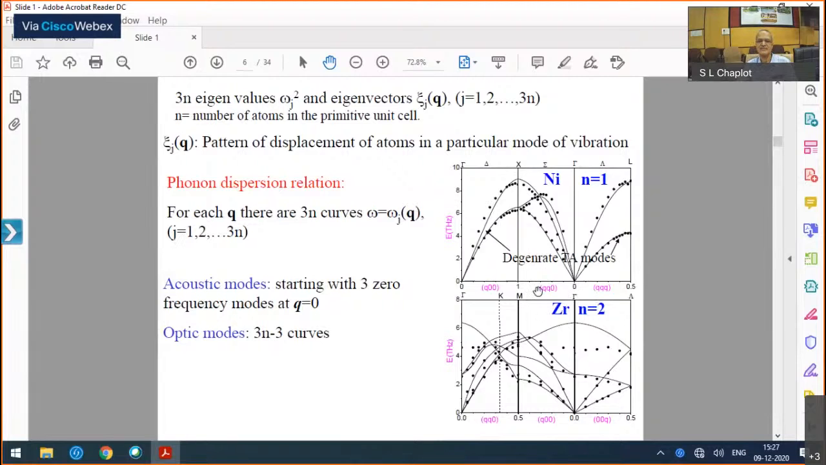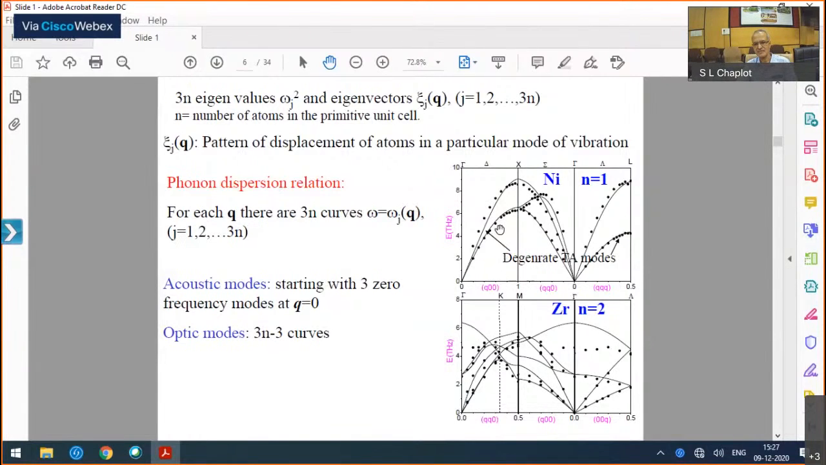Similarly, there are other directions, the 1, 1, 0 direction or the 1, 1, 1 direction or any other direction inside the Brillouin zone. But it's a convention to plot it; for example, nickel happens to be a cubic material, so we just plot along the 1, 0, 0 direction, 1, 1, 0 direction and 1, 1, 1 direction. And there is only one atom in the primitive unit cell. So if there is only one atom in the primitive cell, then J goes only from 1 to 3, and there are 3 phonons for every wave vector.